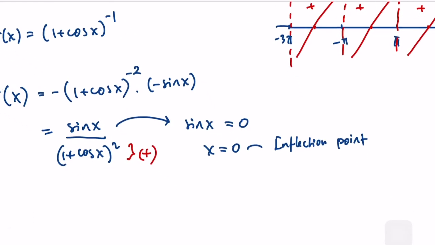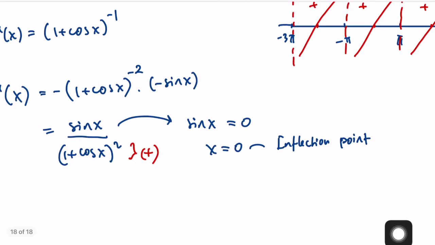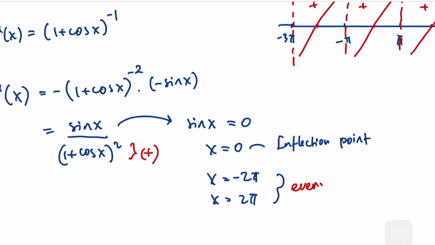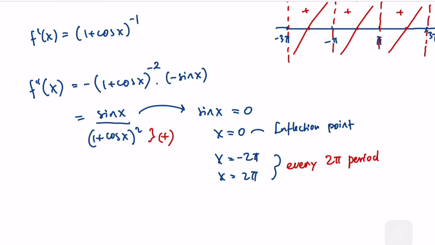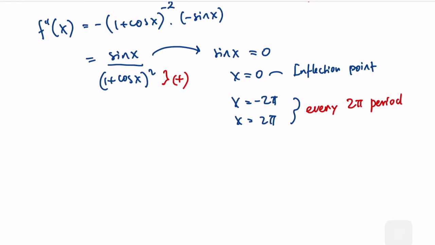And it also depends on -2π, and every 2π period, right? So 4π, -4π, also 6π, 8π, those will be the inflection points. So from here, we can also check the concavity first before we move on. So check from 0.